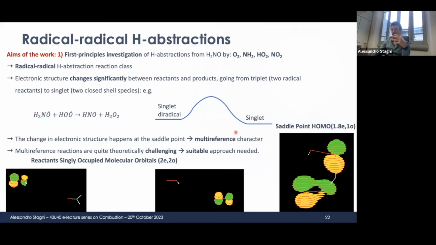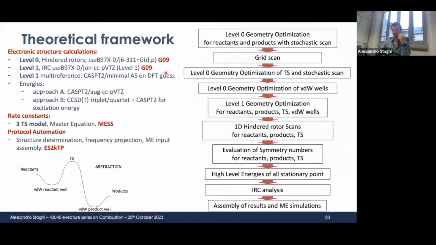And so, since the structure also changes significantly between reactants and products, the system shows a strong multi-reference character. And to describe multi-reference reactions, which means that more than one electronic structure is needed to describe the system, we need to define a suitable theoretical approach. So it's not the classical approach which was already implemented in S2KTP. And so we defined this protocol.